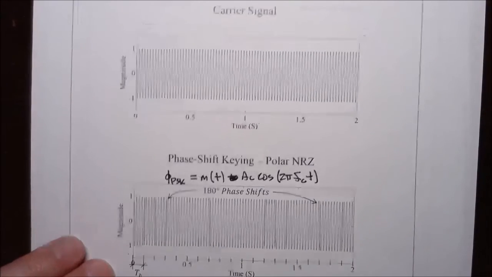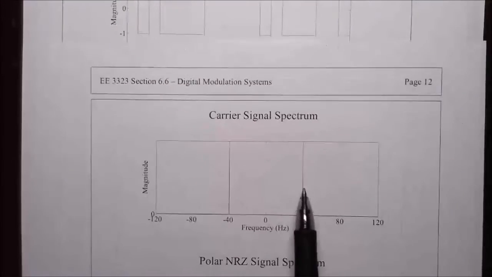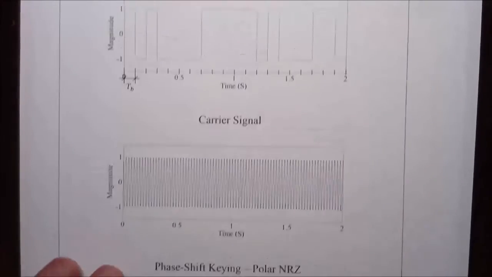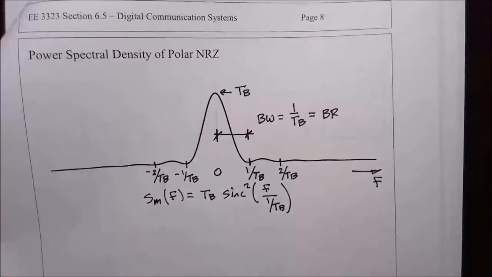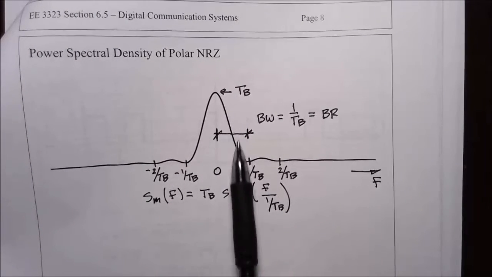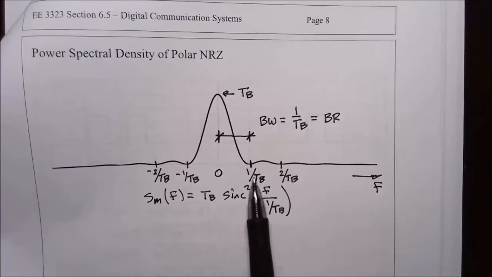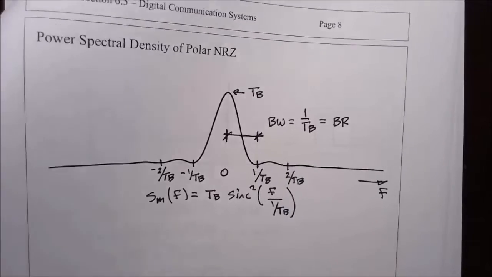Now the spectrum of the carrier signal is a pair of delta functions, as always. The spectrum of the polar non-return to zero signal, which we work out mathematically, is this sinc squared shape. There are no delta functions. It's simply the sinc squared shape that has a null at the bit rate, and then again at twice the bit rate.